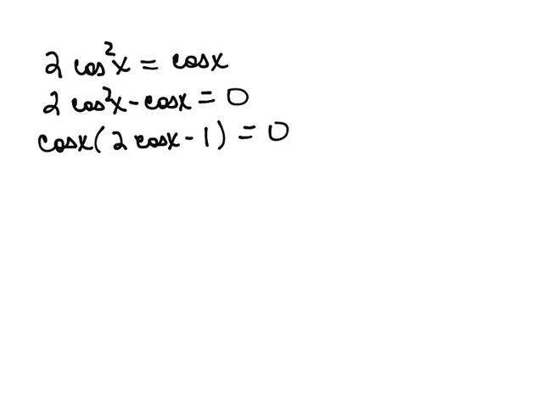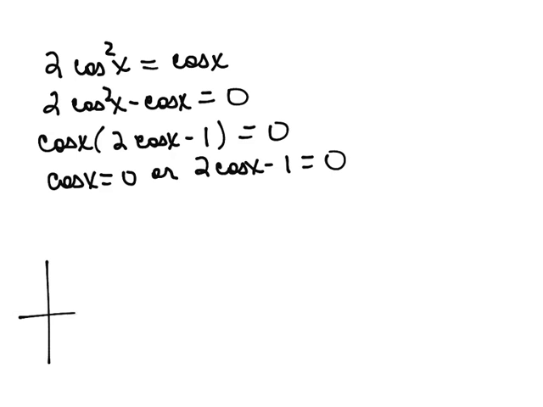And then if you'll remember from algebra, if you have two things that multiplied together equal 0, one of them has to be 0. So that means cosine x equals 0, or 2 cosine x minus 1 equals 0. If cosine x equals 0, then we can go back and think about our cosine graph. Where is the cosine equal to 0? And cosine is equal to 0 at pi over 2, and also at 3 pi over 2.